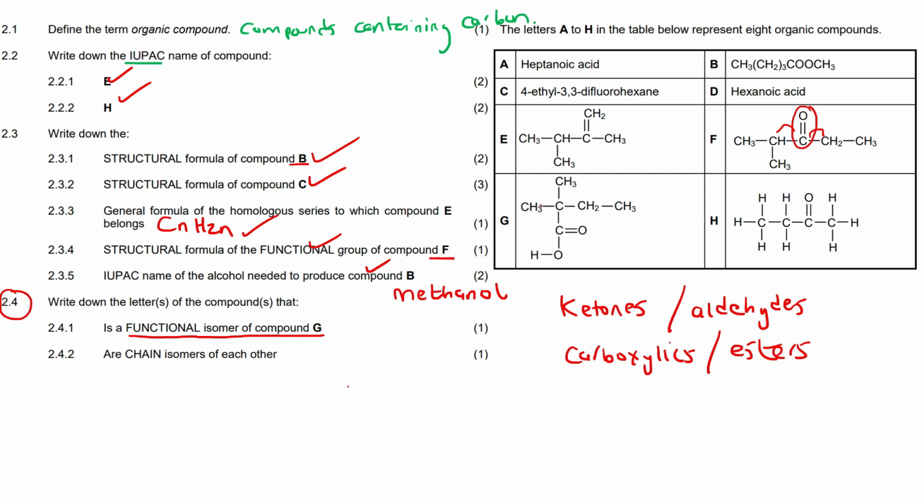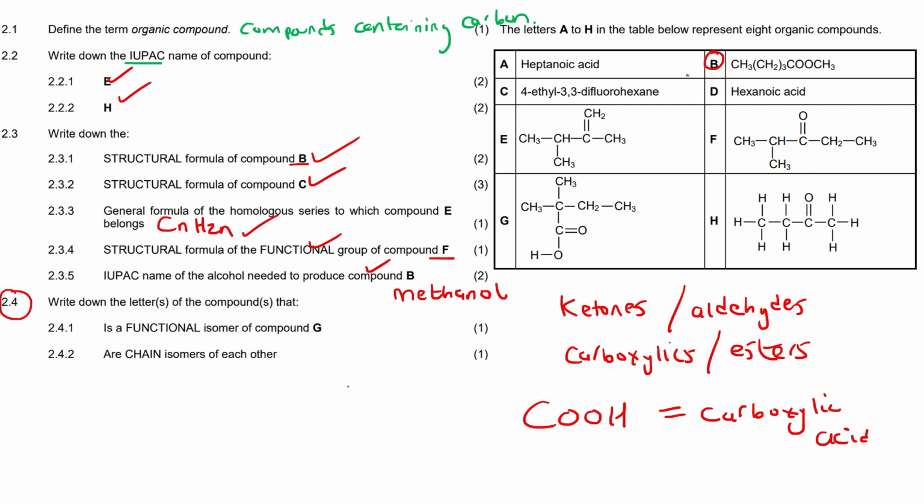So if we look at G, we can see it's got that C double bond oxygen attached to an OH. It's got that COOH. That is a carboxylic acid. So the only way to have a functional isomer of this would be for it to be an ester. So write down the letters of the compounds that would be a functional isomer. Well, it would have to be some type of ester. Now, we do have an ester on our diagram, and that was this one.